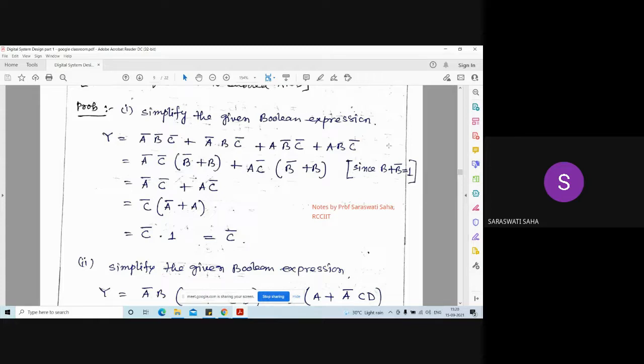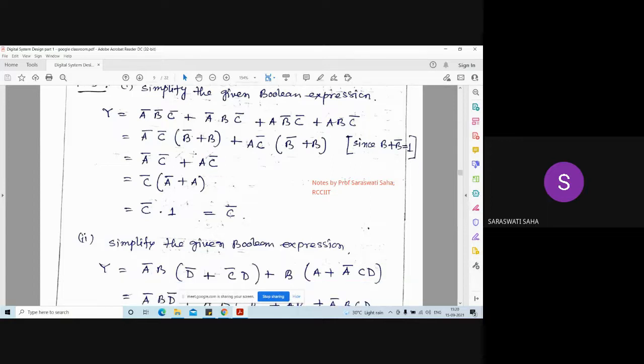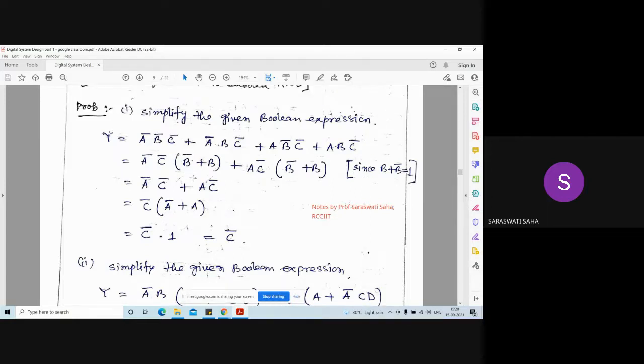There are four terms. A bar, C bar. Then A bar, C bar is here. Then B plus B bar give us 1. From here, you can take A, C bar as a common part. B bar plus B give us 1. So finally, take C bar, you will get A plus A bar within bracket and it will give us 1. So finally it will be C complement. So when Y equals the OR of these four terms, it is equivalent to C complement basically.